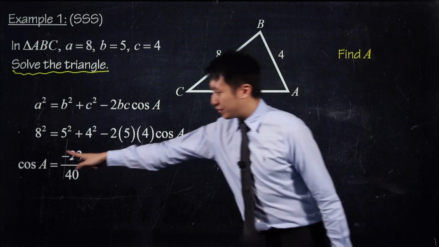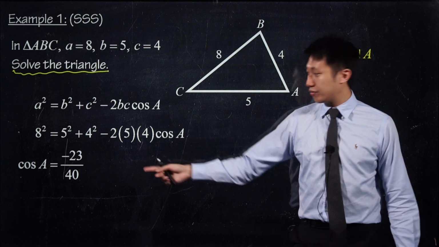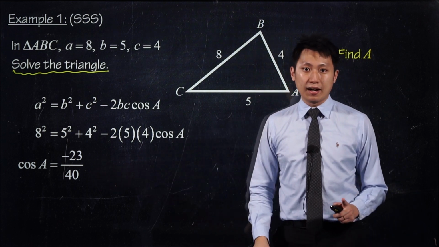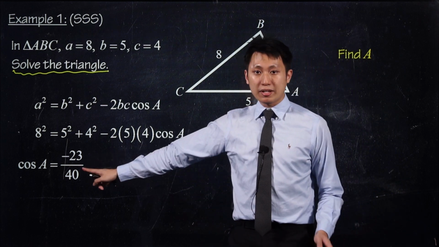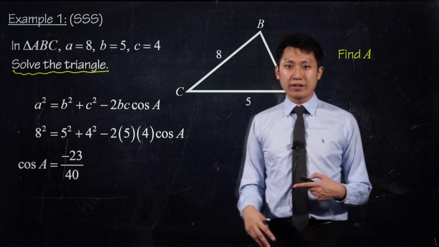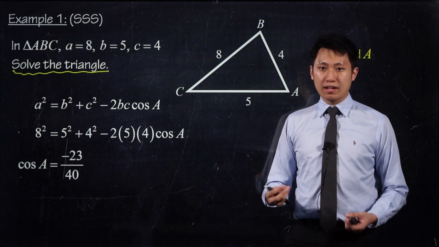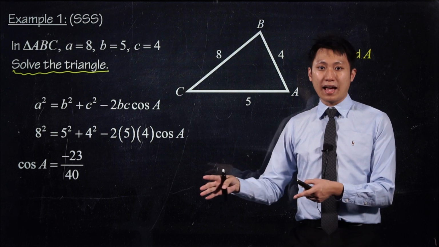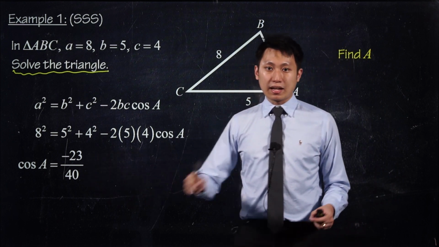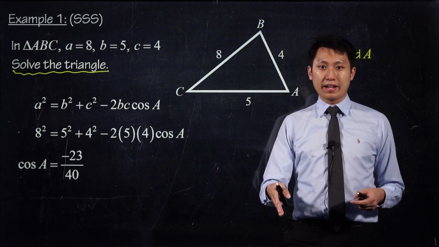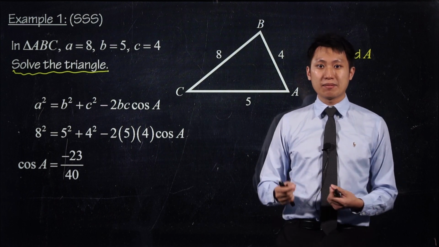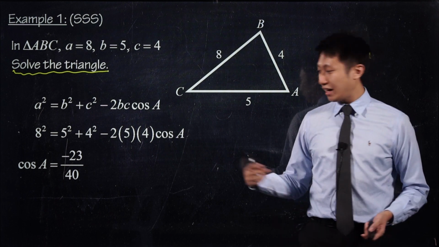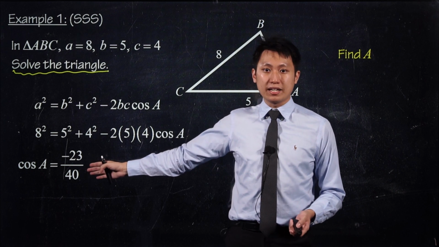Okay, then you end up with this one. Better write it in fraction. Why? Because when you take the shift cosine, if you truncate, let's say you chop it off at 4 decimal places, there might be some minor error. That's why I recommend you write it in a fraction.